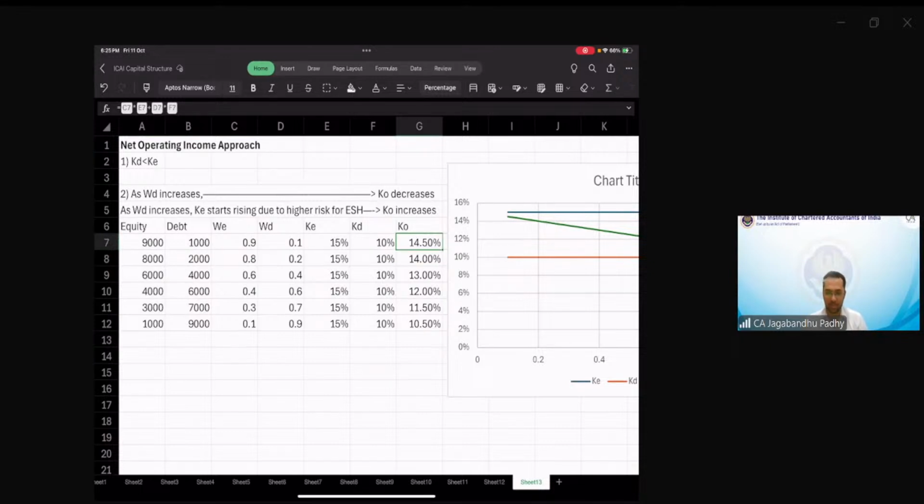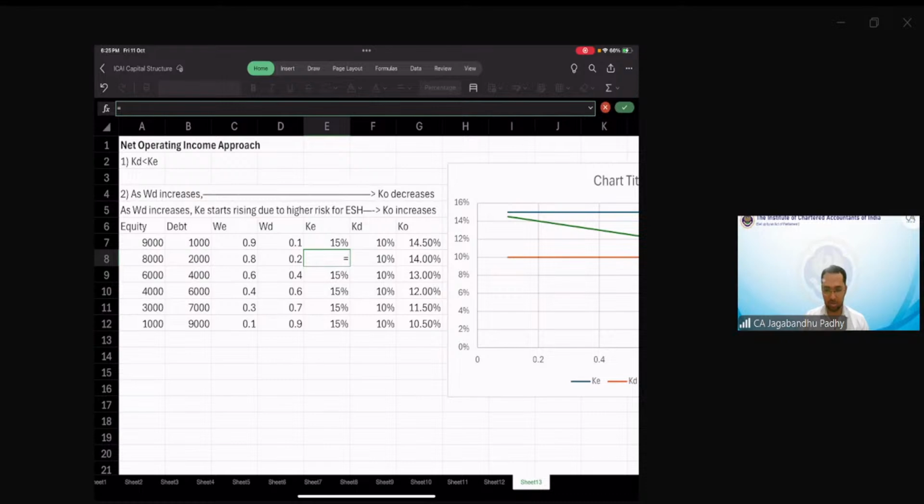So as a case, this is going to be like 14.5%. So we need to look at what will be the impact on cost of equity. Of course, cost of equity needs to rise. Now, cost of equity will be, I'll just write down this as 40% minus.